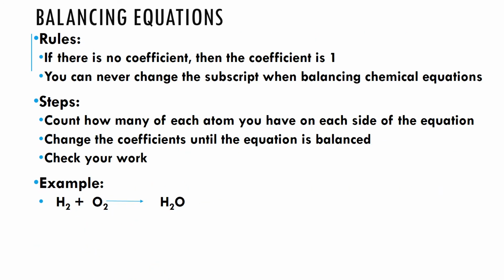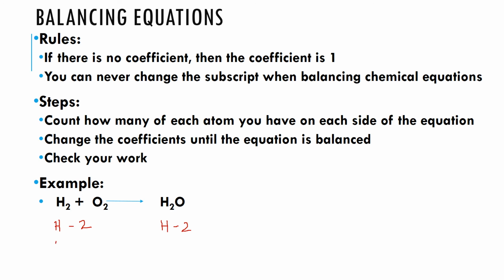All right, so the steps. First, you count how many of each atom you have on each side of the equation, okay? So on my reactant side, I have 2 hydrogens, okay? On my product side, I have 2 hydrogens. So these obey the law of conservation of mass.